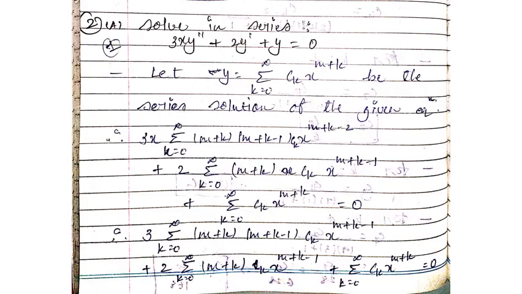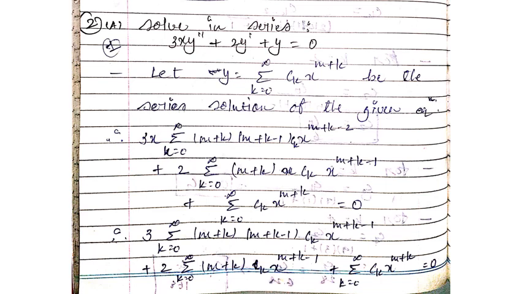Starting with the first example, see the question. The question is: solve in series, or find the series solution by using the Frobenius method of the equation 3xy double dash plus 2y dash plus y equals 0.